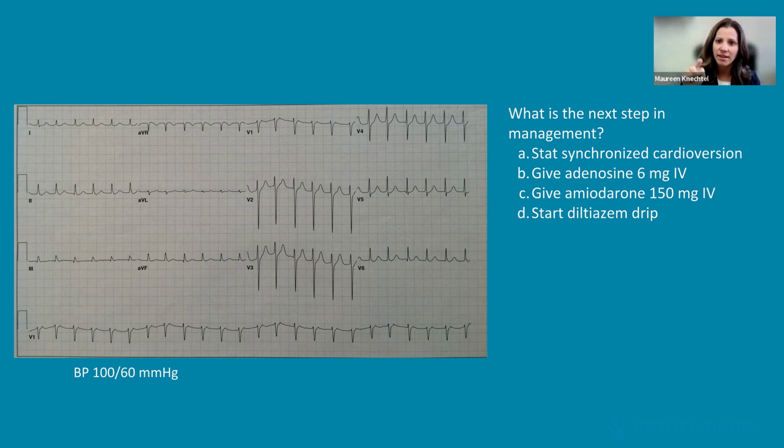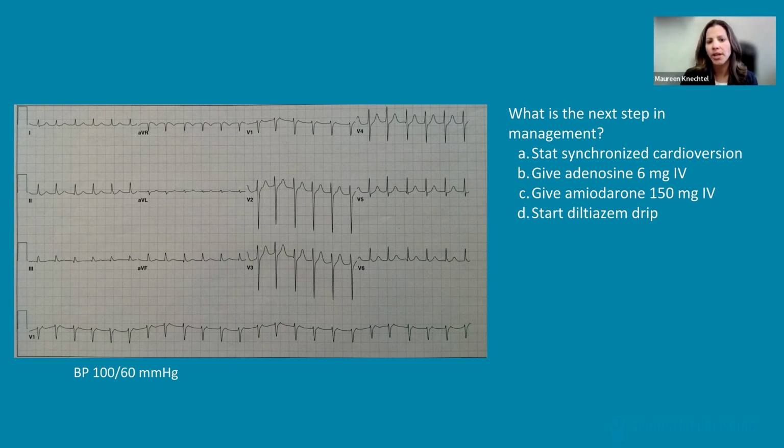So we have to have some type of block. We have to block that reentrant circuit in order to terminate it. So we can use vagal maneuvers to try and increase vagal tone and block within the AV node. That's always a great option. And then if that doesn't work, you have a couple other options. You can try carotid sinus massage, or you can give adenosine.